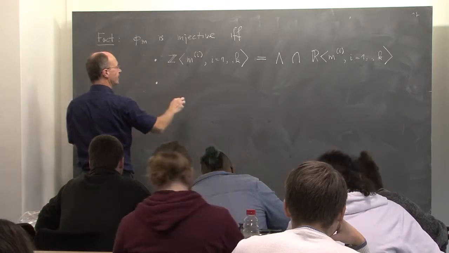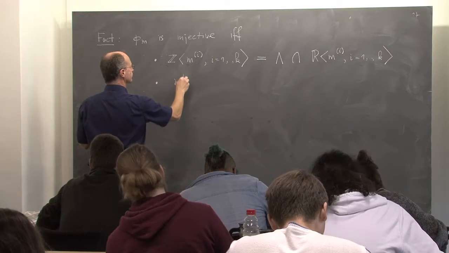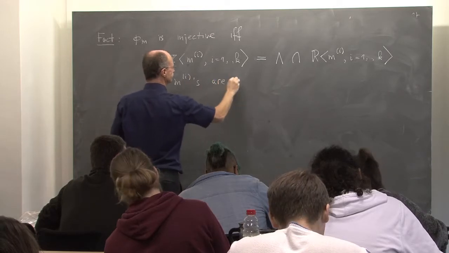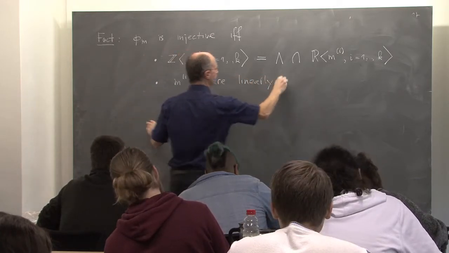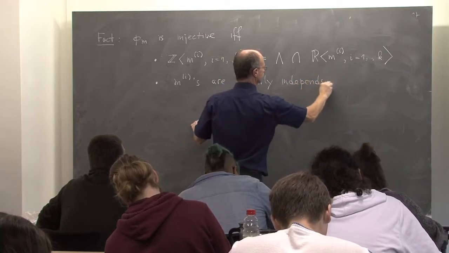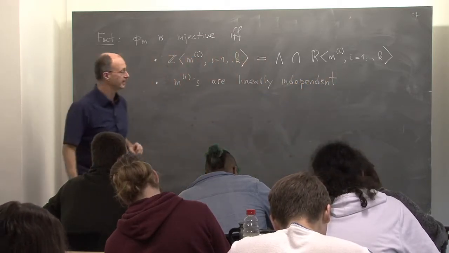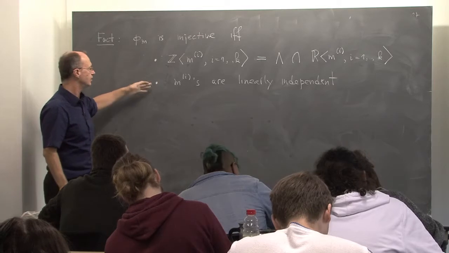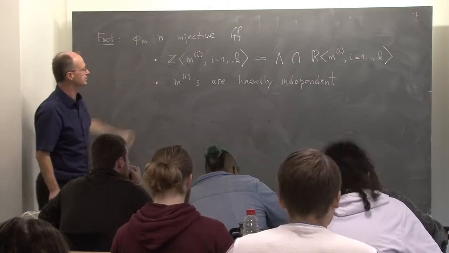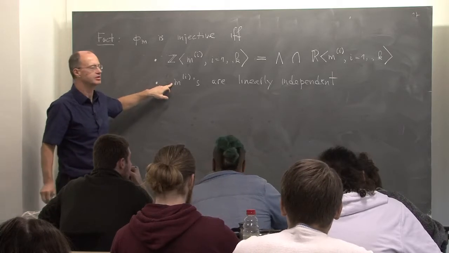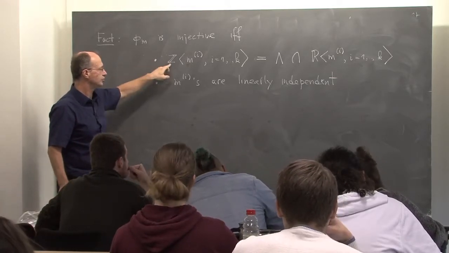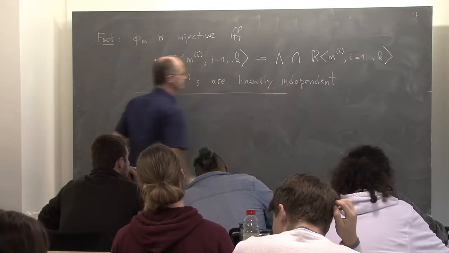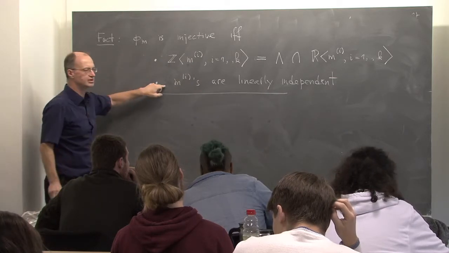Maybe I should, sorry. So the mi's are linearly independent. So probably this should be the first condition, and then this is the second condition. The less detailed, easier condition is that the mi's should be linearly independent, and a more tricky condition is this one. So maybe without giving a formal proof, let me discuss why it is true.